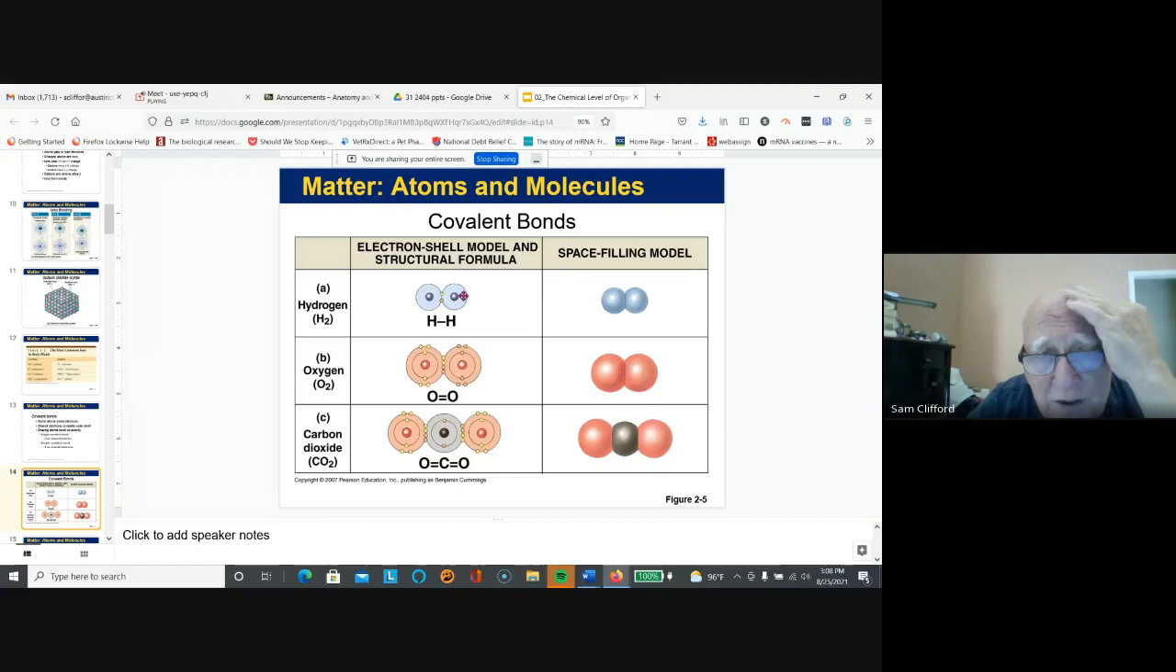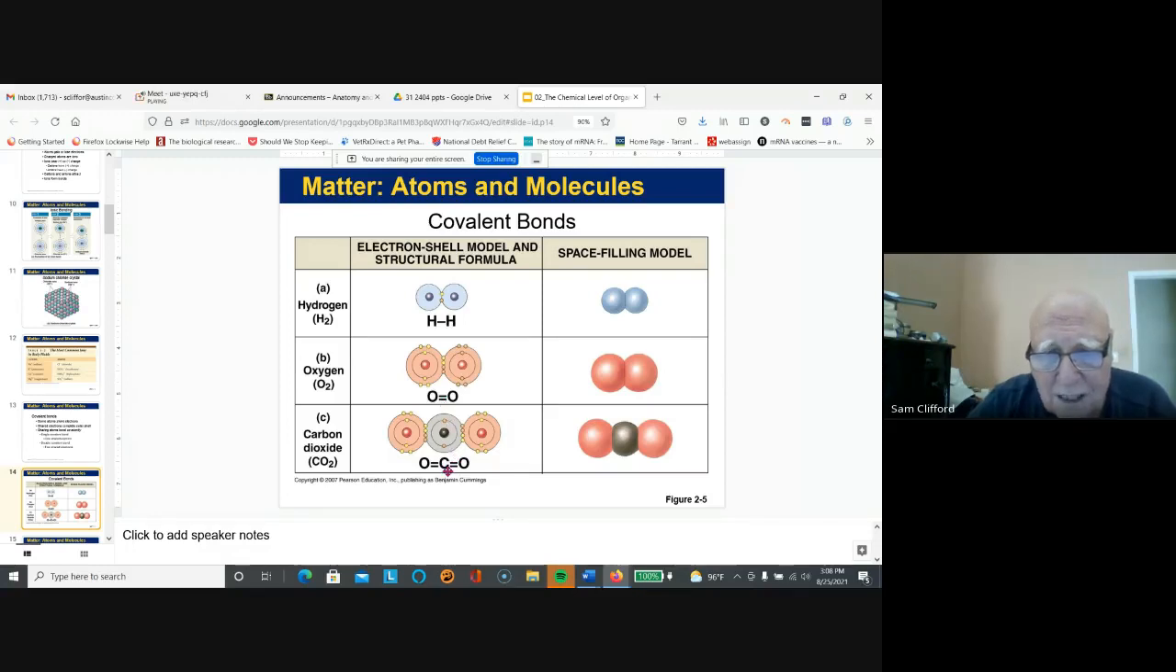So you look at hydrogen and oxygen. There's a single bond sharing of a pair of electrons. Oxygen shares two pairs, so each line represents a single covalent bond. Oxygen is joined by two pairs of electrons, two covalent bonds.